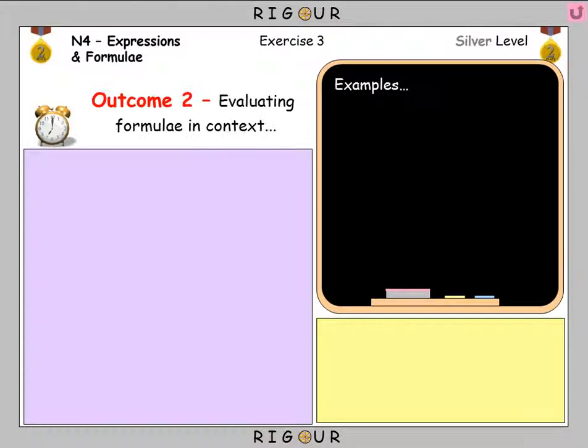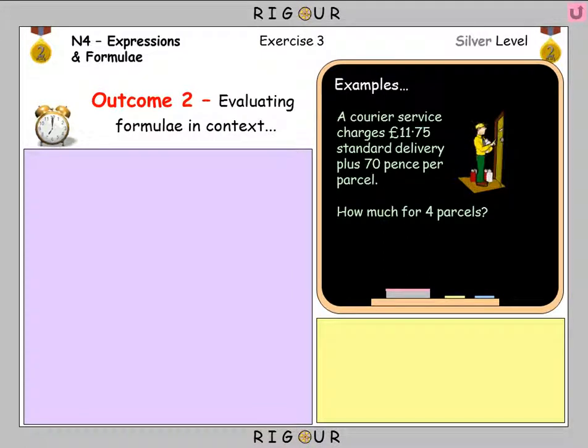So moving on to our second section, which is formulae in context. So these always come in the form of a wee story. So a courier service charges £11.75 standard delivery plus 70 pence per parcel. So how much would this courier service cost to deliver 4 parcels? So no matter how many parcels there are, you're always going to have to pay the £11.75 standard delivery charge, and it's 70 pence per parcel.